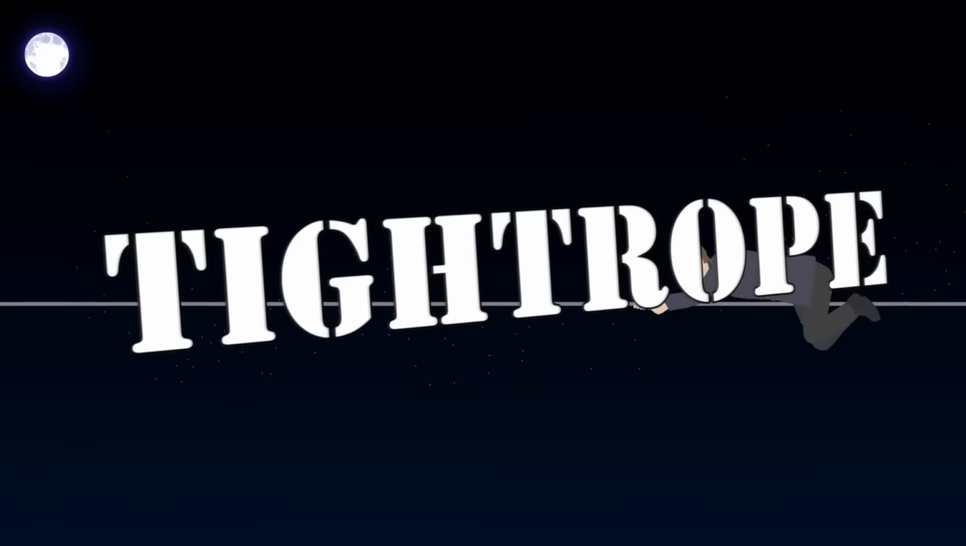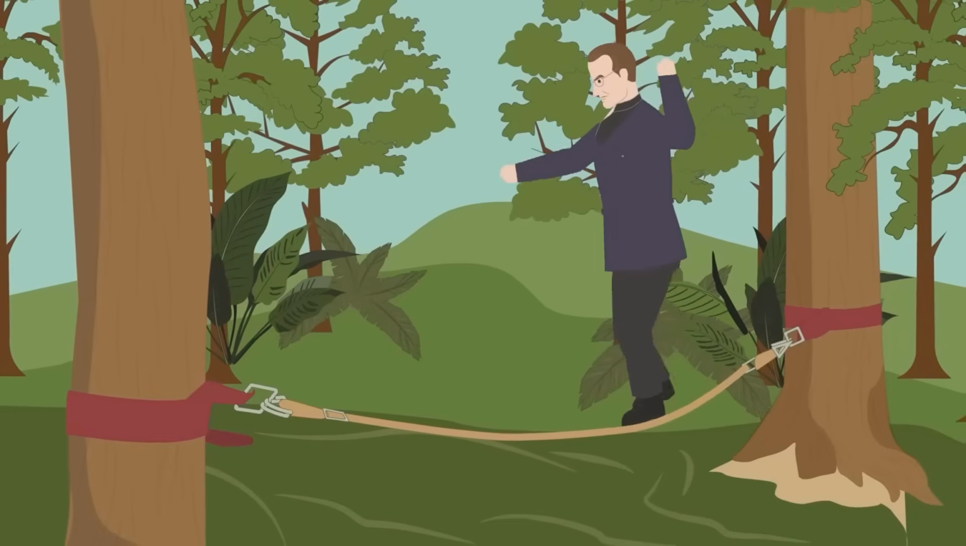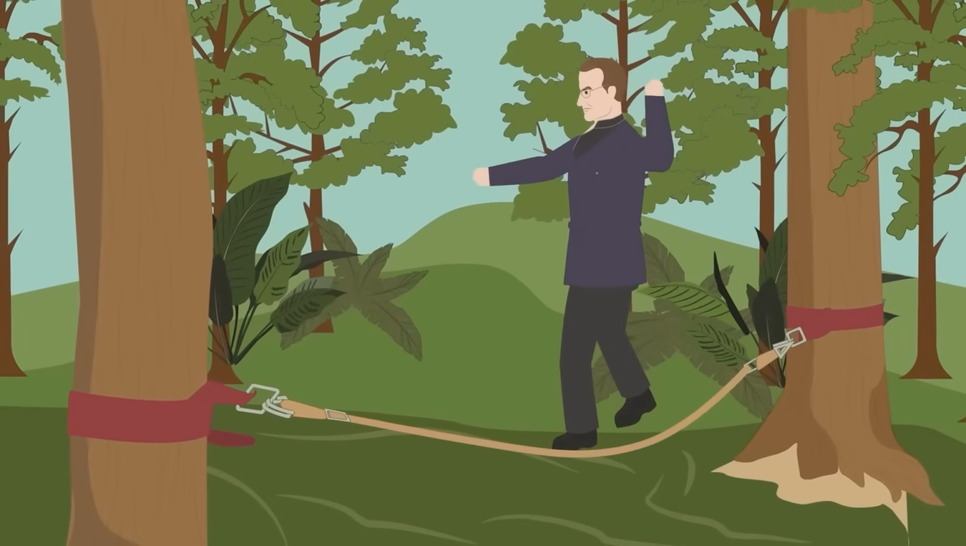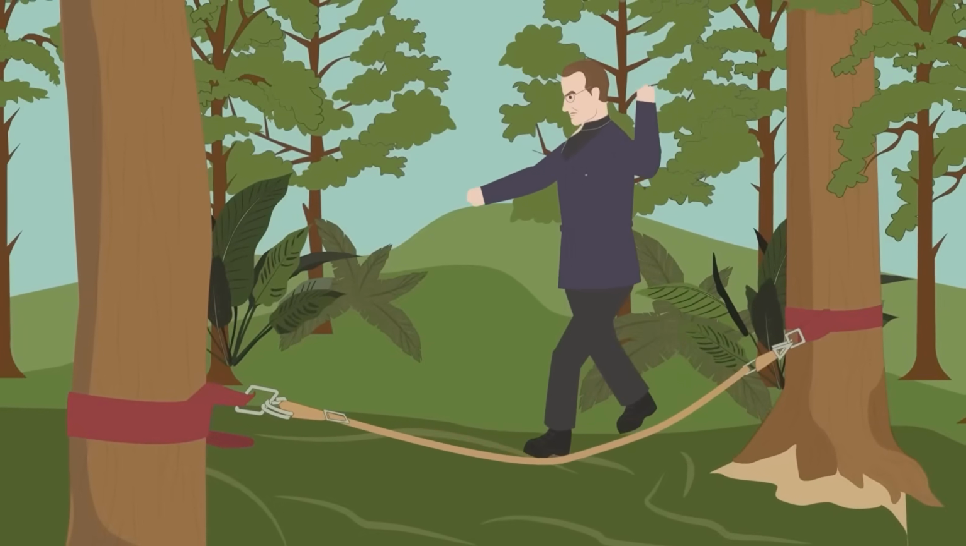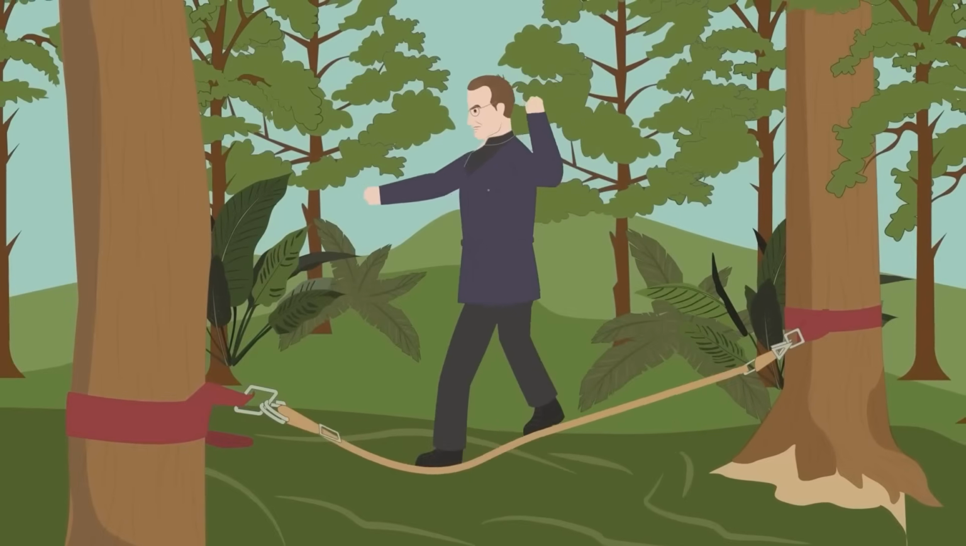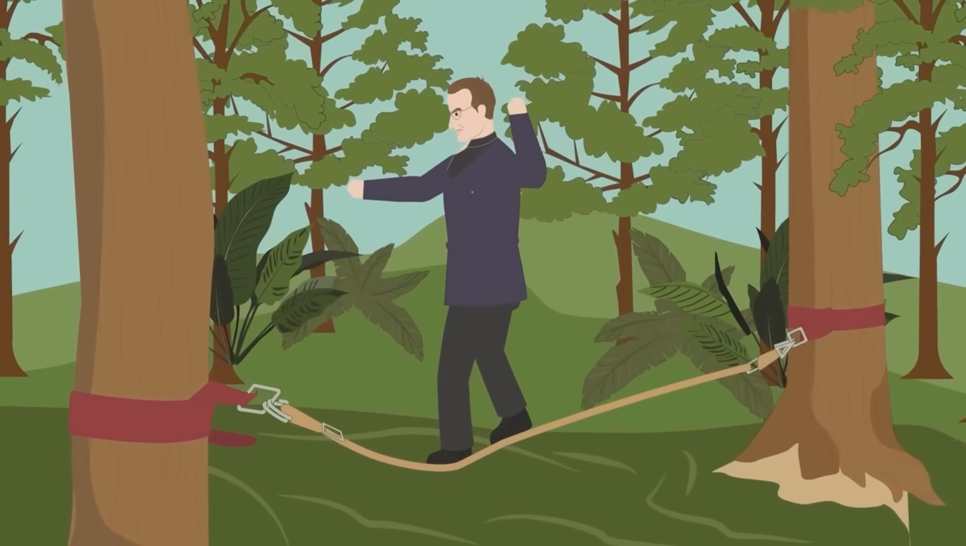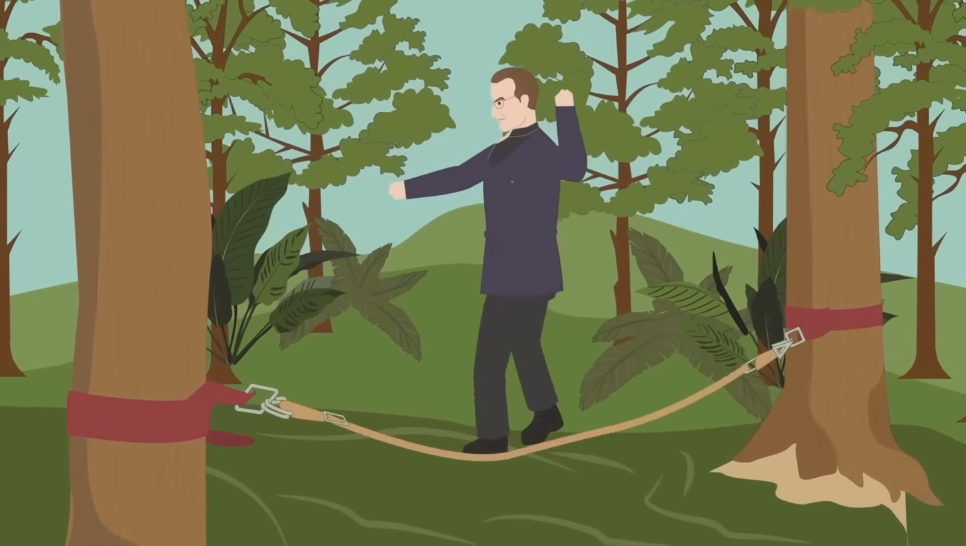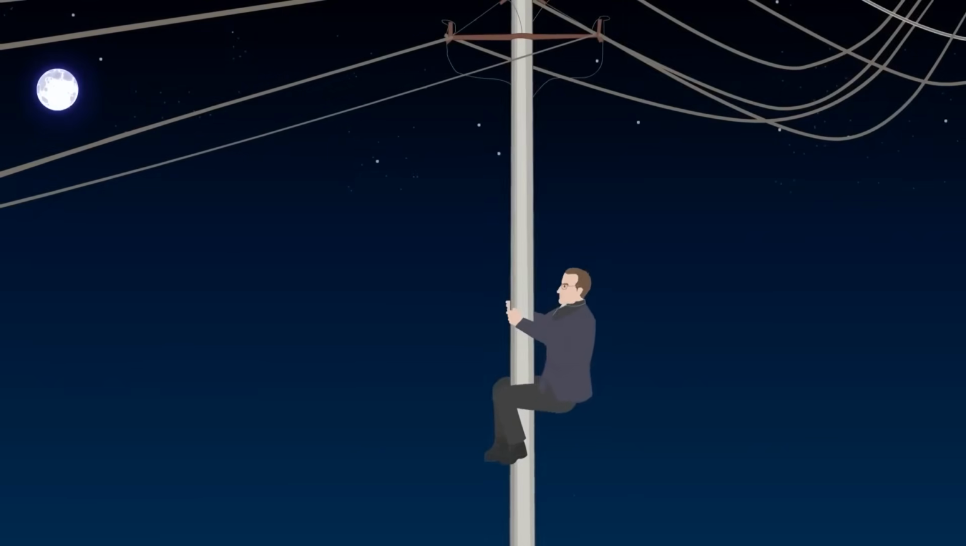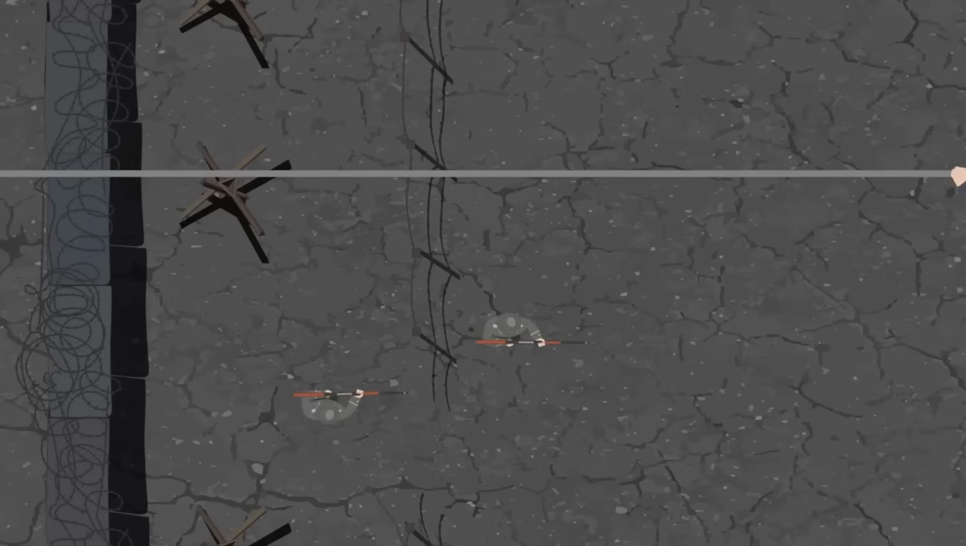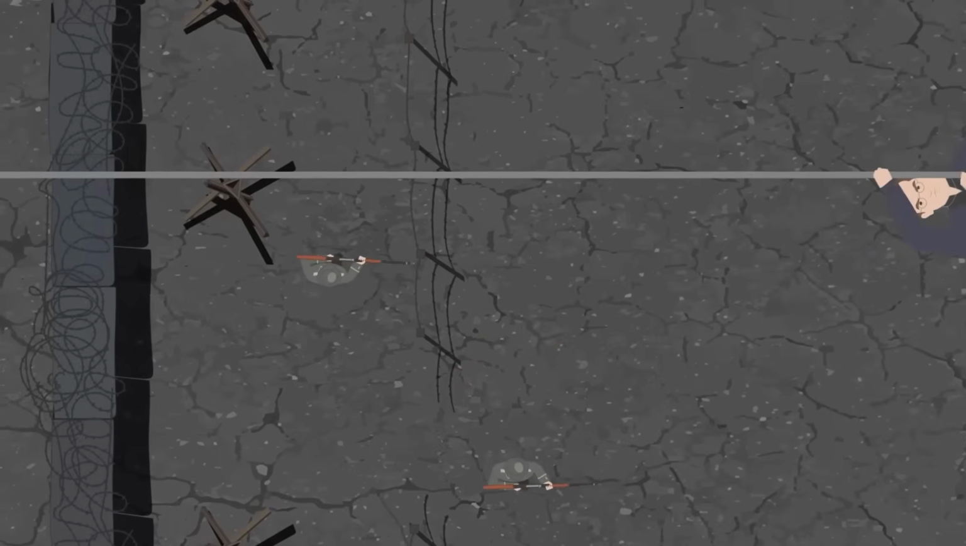By tightrope. Horst Klein was a trapeze artist living in East Germany. He had been banned from performing his art for having anti-communist beliefs. Klein said that, quote, he couldn't live any longer without the smell of the circus, end quote. In early 1963, he made one of the most daring escapes of all.